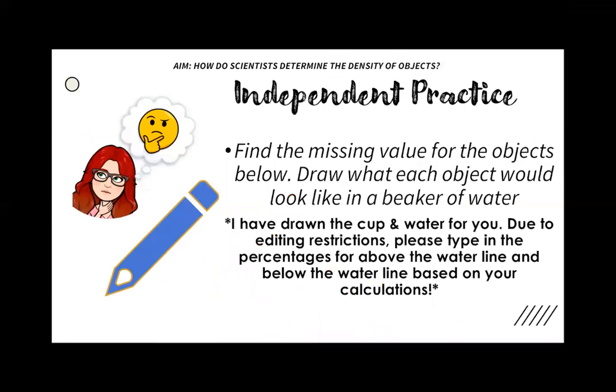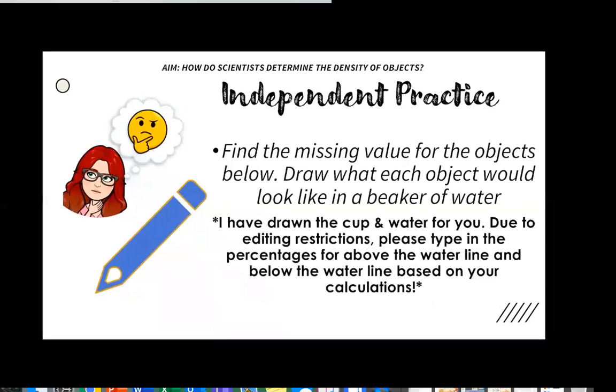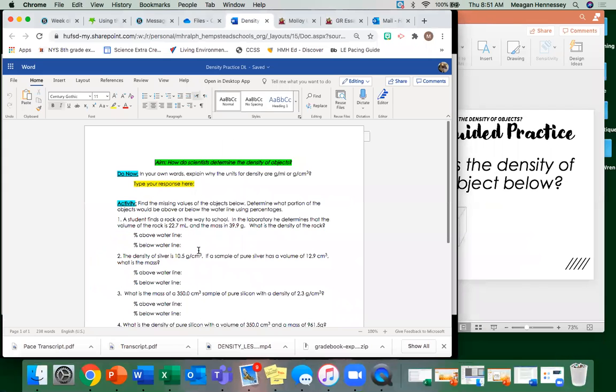All right, so what you're going to do for class today is find the missing value for the objects below on your worksheet. If we were in regular school, you'd be drawing what each object would look like in a beaker of water, but I am just going to ask that you type in the percentages for above and below the water line based on your calculation. If we go back to our worksheet, I have here percent above the water line and percent below the water line.